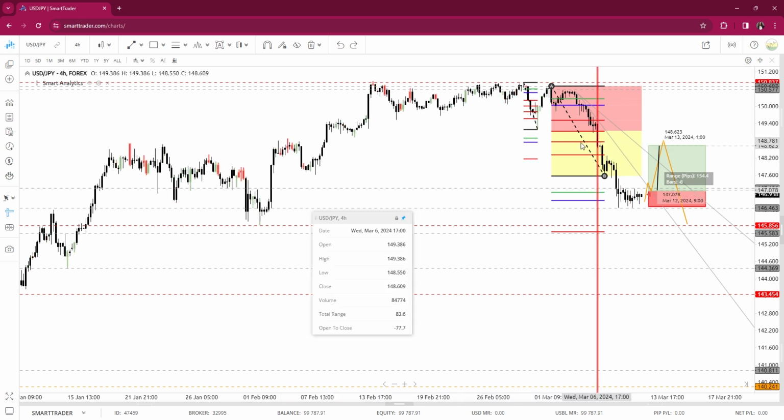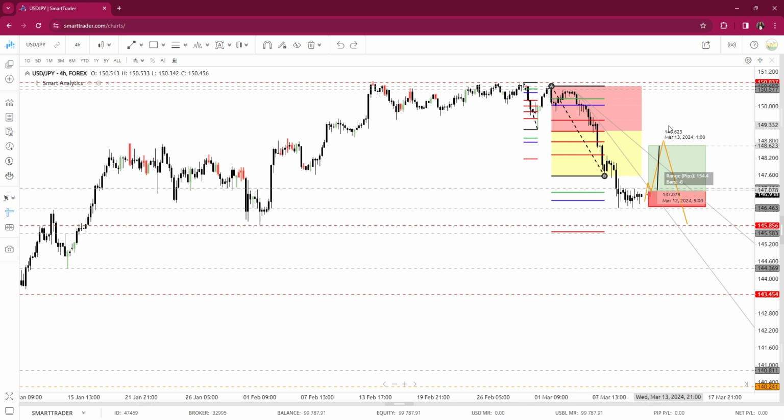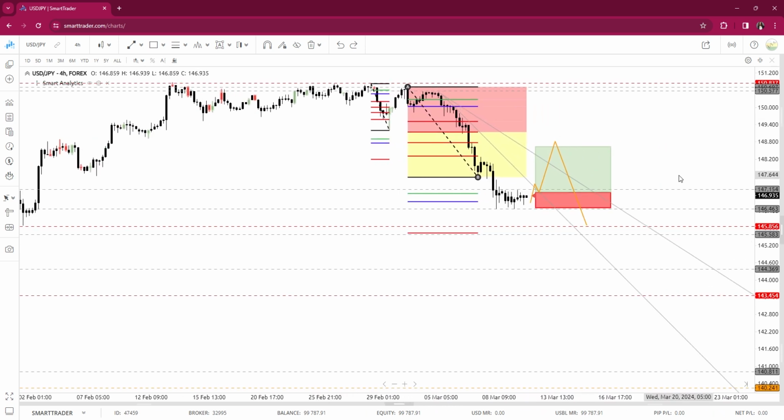Is it going to tell me? Oh, because I got this. Okay. 148.75. I would put it a couple pips before. But that's what I would be looking for.